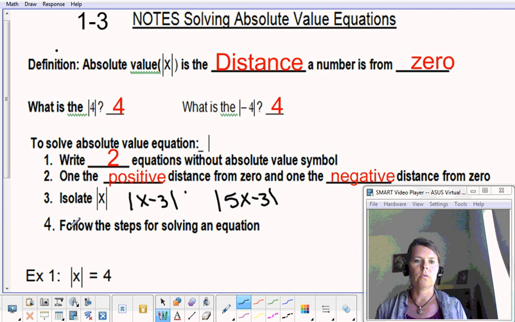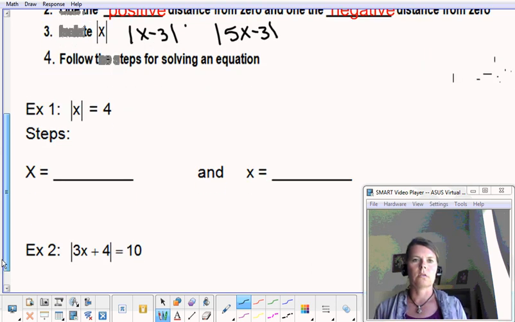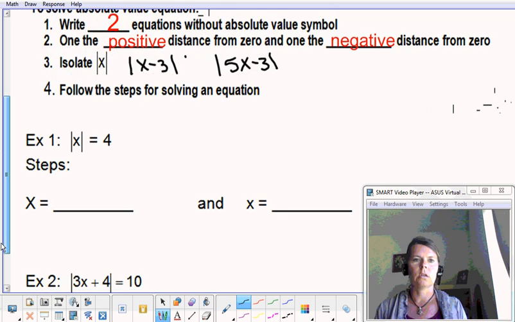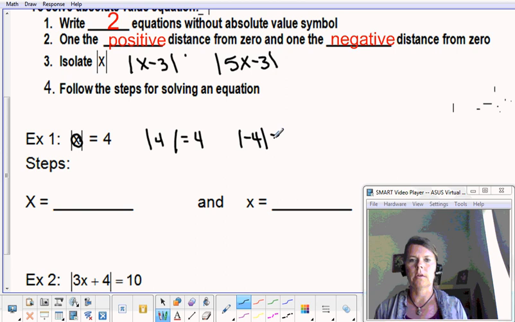Okay, follow the steps for solving an equation. That just means all the steps that you learned last week. So the first one, you're going to write 2 equations without the absolute value symbol. So you have to think a little bit here. You have to think, okay, what number could I put right here? Well, I could put 4 right there. Or, I can say and, you could put negative 4 right there.